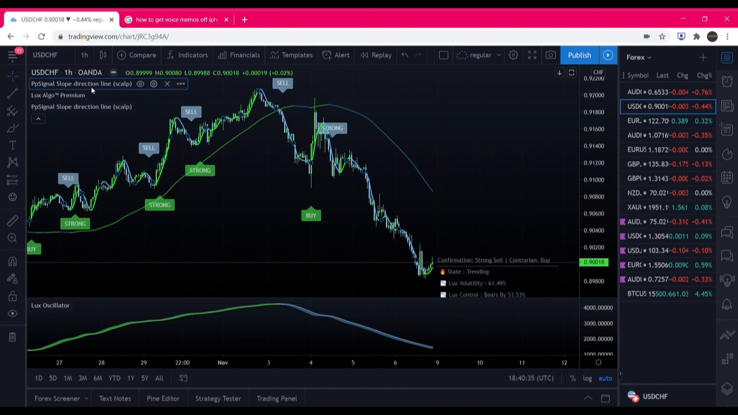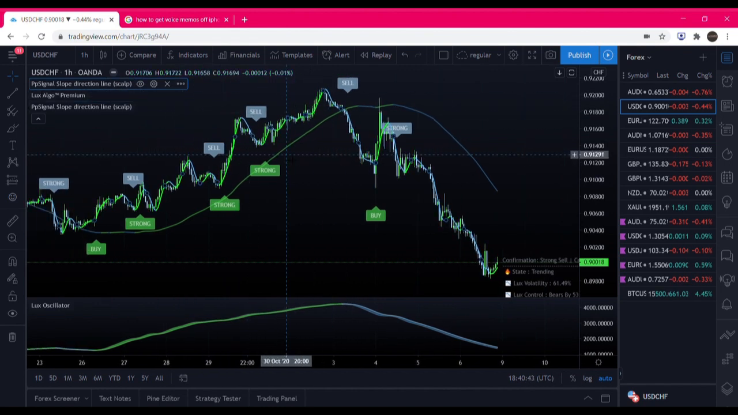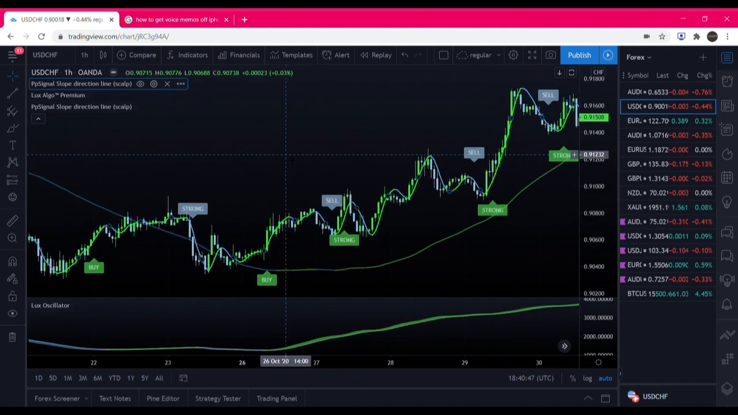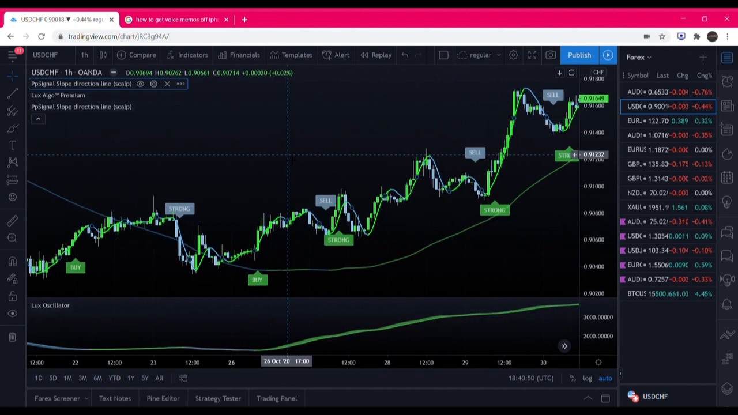It's called the SSL, but on TradingView, it's called the PP Signal Slope Directional Line Scalp, right here at the top. And basically, to sum up this indicator, it's a simple trend following indicator, super good. I don't get why people don't like to use indicators. They're super helpful. A lot of people are against them for some reason, and they like to scan the chart.